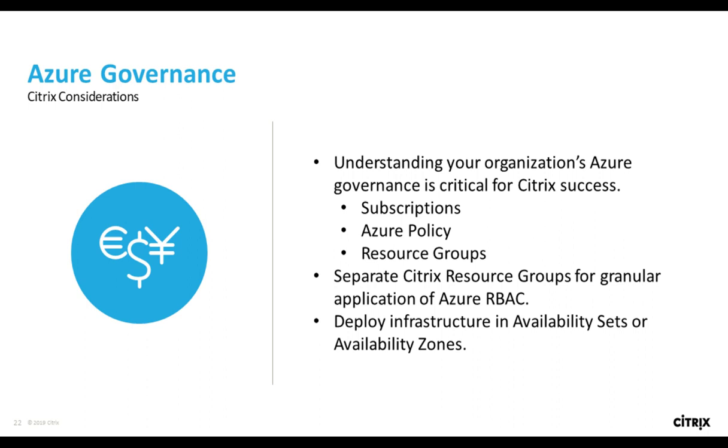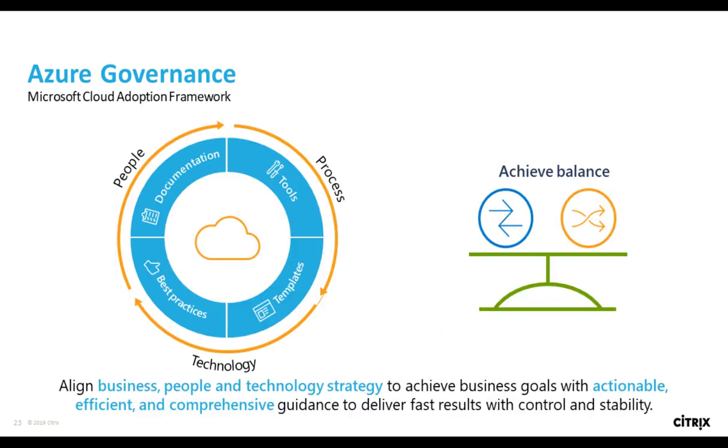So you may need one subscription dedicated to Citrix. You might need multiple if you're looking at larger scale with thousands of machines. Or if you have a smaller use case, you may have a set of resource groups within a shared subscription across multiple teams where you're applying the right RBAC rules. So understanding the governance of your organization, as well as some of the parameters within Azure, especially around availability, SLAs, like using availability sets or availability zones for your core infrastructure like cloud connectors, is definitely critical to overall success.